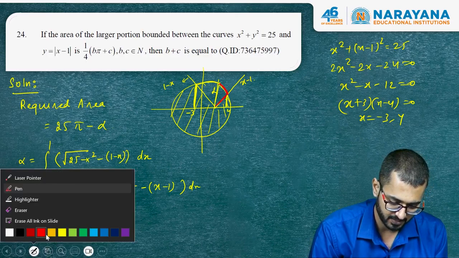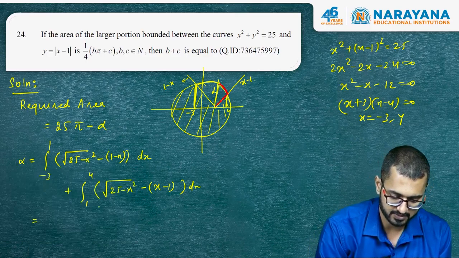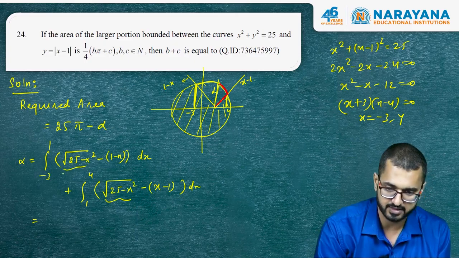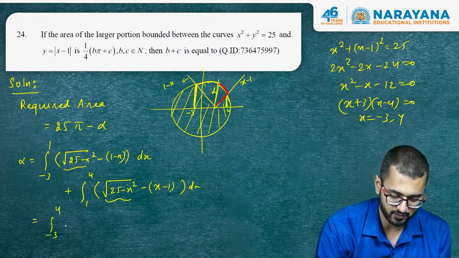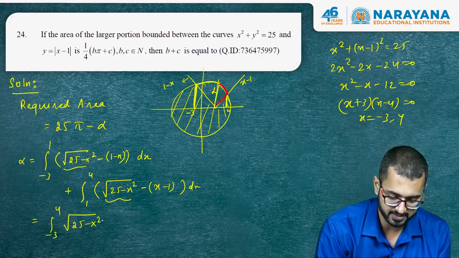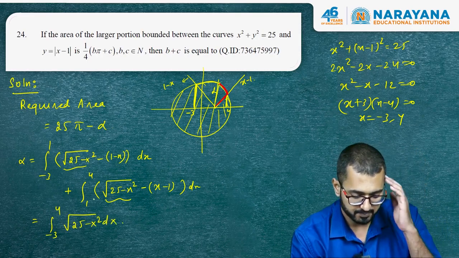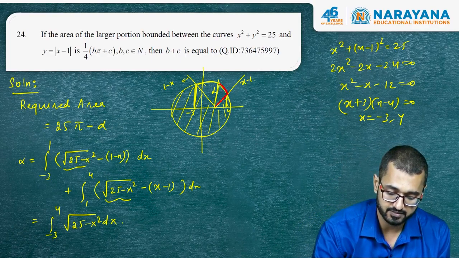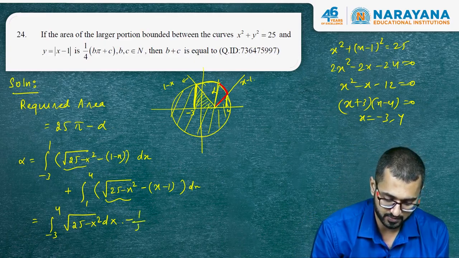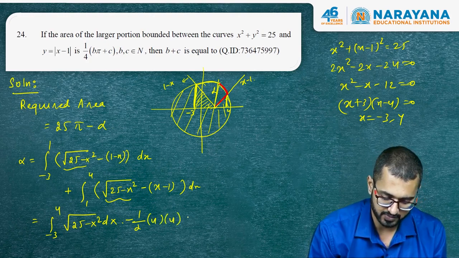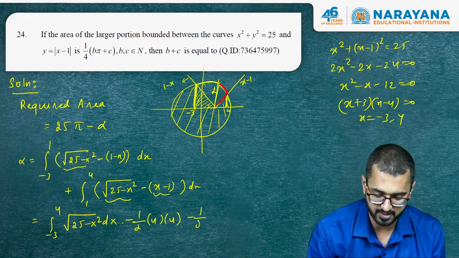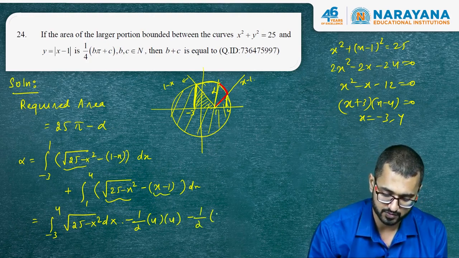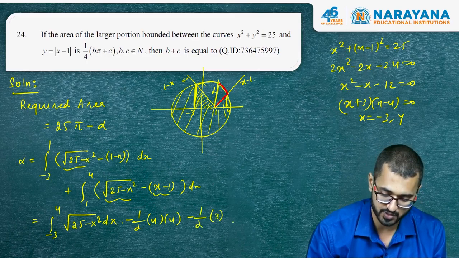So yes, now let us find out. This is basically adding these two because it's addition only. So from minus 3 to 4, it's going to be root of 25 minus x square dx, and then these two areas we have to find out. So minus 3 to 1, 1 minus x means we have to find out this area. This we can do by half into base into height, and then also one more will come for this one. So half into base into height, this is 1 to 4, so base is 3 and height is 4 minus 1, which is also 3.